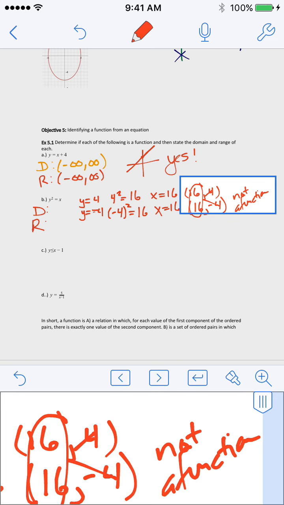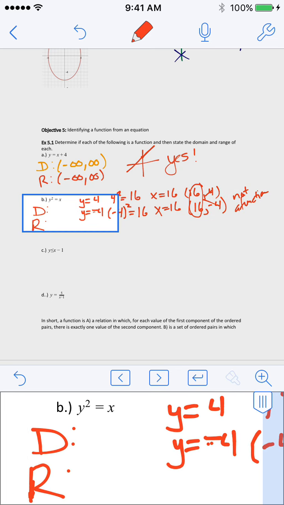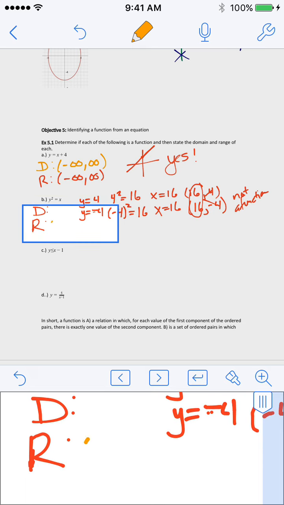However, this domain and range is also infinite. We can still plug in anything. You can square anything you want to, and you can square root almost anything you want to. Oh, nope, I'm just kidding. Let's talk about the range. The range is infinite. The range is going to be negative infinity to positive infinity. You can square anything you want, and you can get anything you want squared.